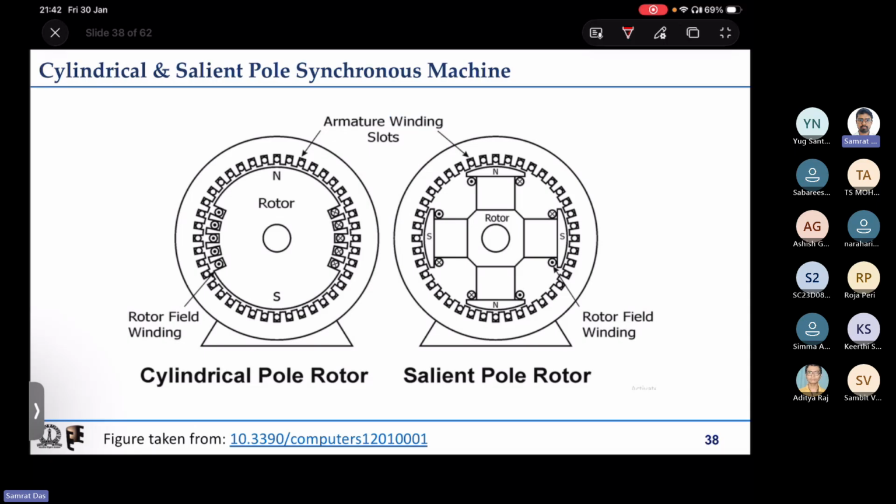So the last day I discussed, and then I made a point that because permanent magnets are energy dense, the size of the permanent magnet synchronous machine can be quite low compared to the traditional wound field synchronous machine.